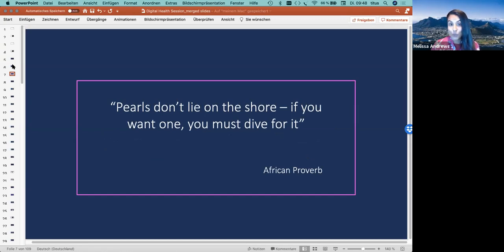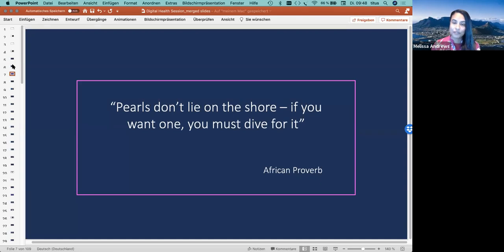Pearls don't lie on the shore. If you want one, you must dive for it. And within that, each of us has brought a contextual aspect to this presentation, but also to our focus on e-health and really getting to grips with what it is. And if we want to go deeper, we have to be brave enough. We actually have to collaborate a lot more.